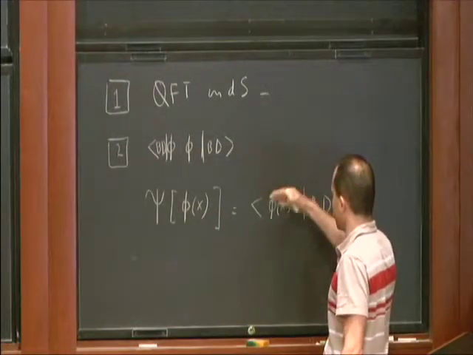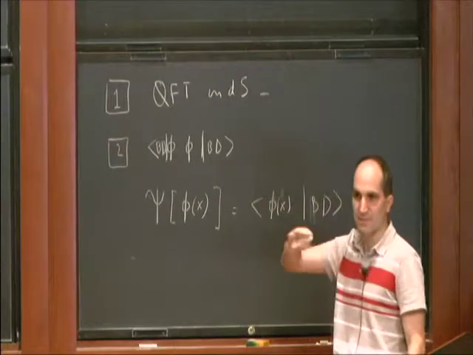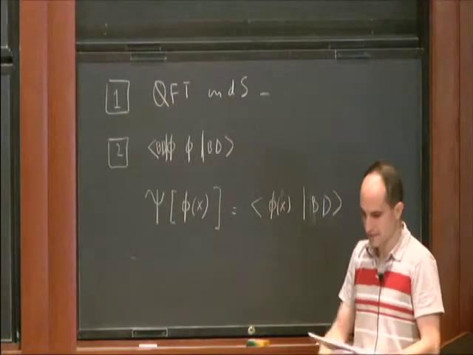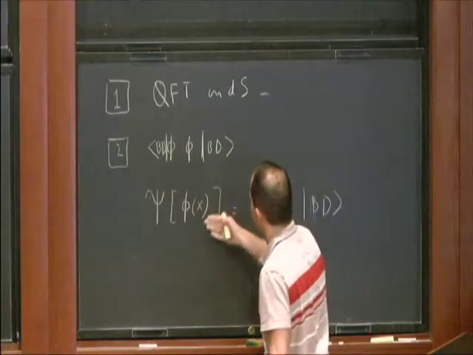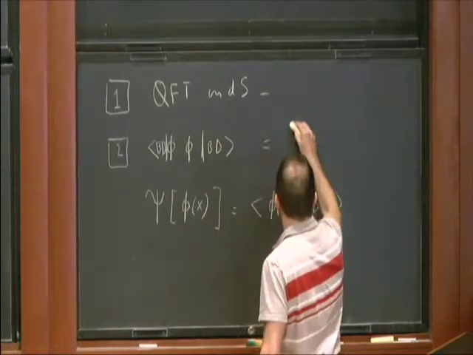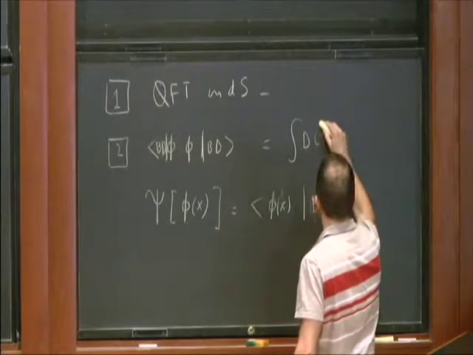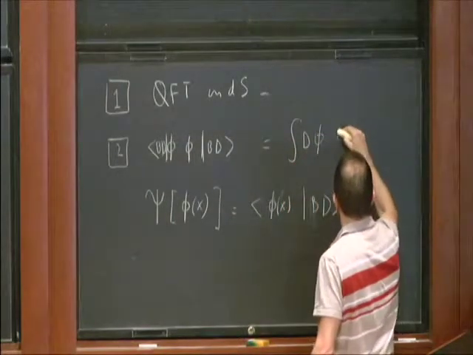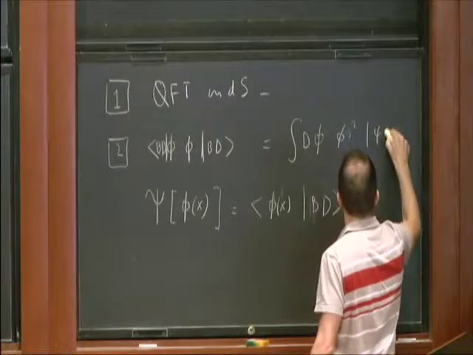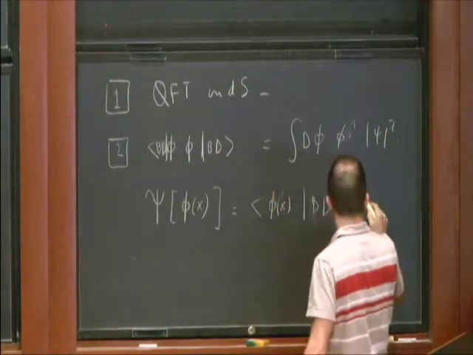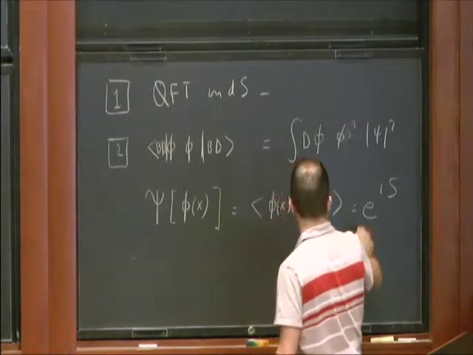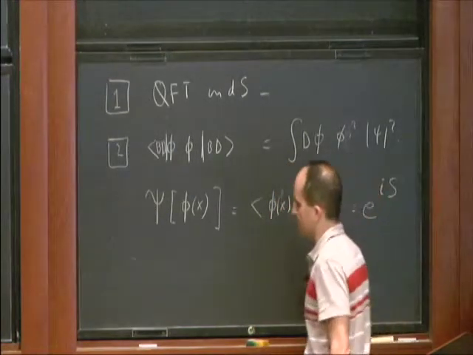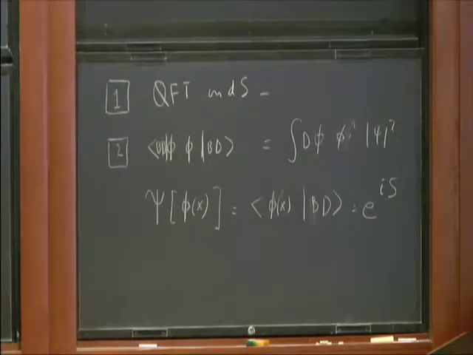We are taking the overlap, or looking at this state in a position basis, or in a basis where we specify the profile of the field. If we have this wave function, we can calculate this by taking the integral over all phi's of the square of the wave function. And we also said that this wave function can be calculated in terms of a classical solution. And this classical solution was a solution of the equations of motion.